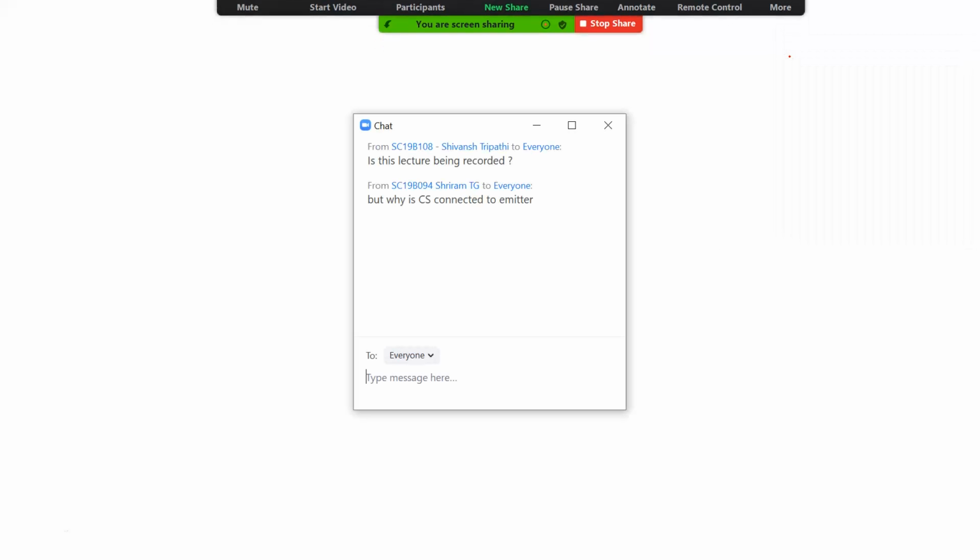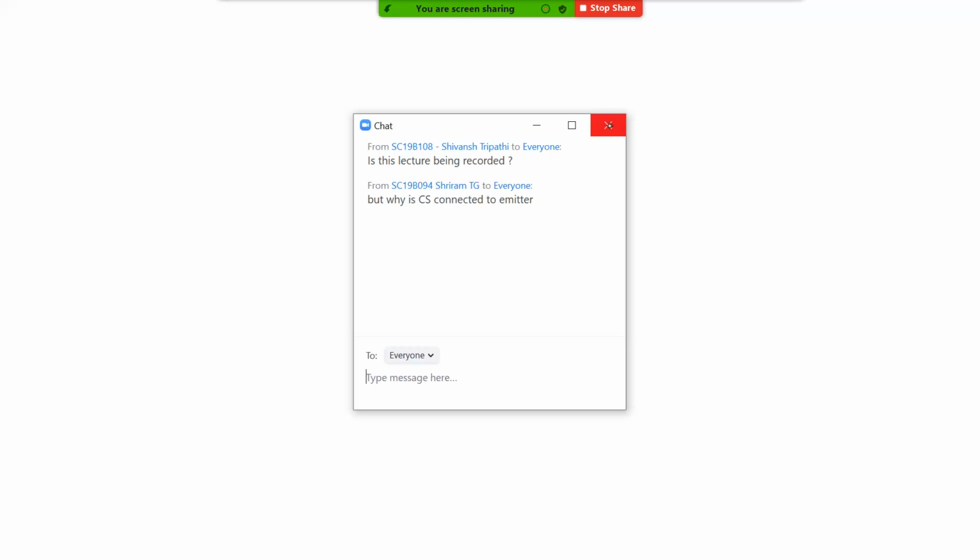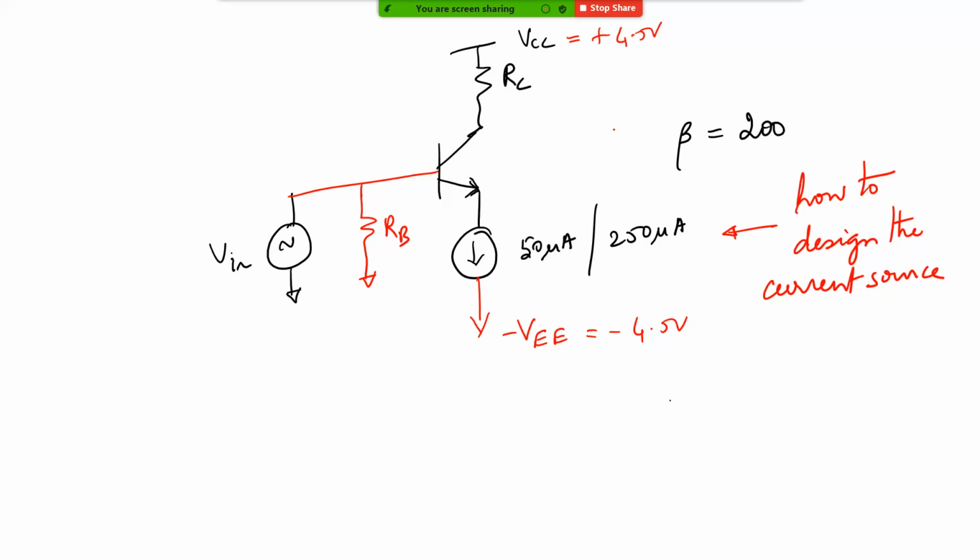Sir, what was the need of RB in that last diagram? Exactly. Okay, one second. Somebody asked the question, why is the current source connected at the emitter? Because that was one of the solutions given by one of the students: how to make 50 microamp current flow through this thing. So somebody had asked in the chat. That is the solution proposed, so I'm just working with that solution.